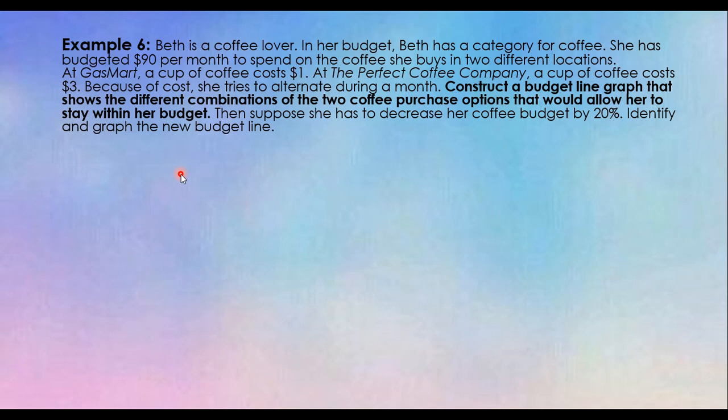So our goal is to construct a budget line graph that shows the different combinations of the coffee purchase options that would allow her to stay within her budget. Then suppose she has to decrease her coffee by 20%, identify and graph the new budget line. So we got a situation here, y'all.